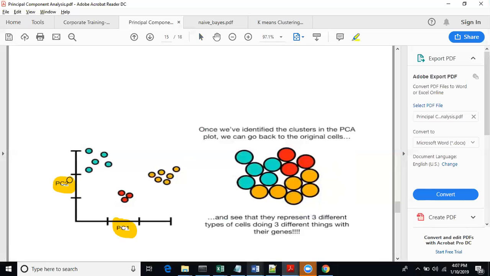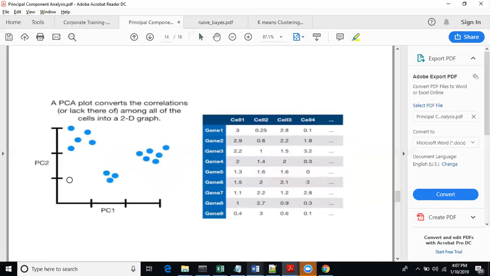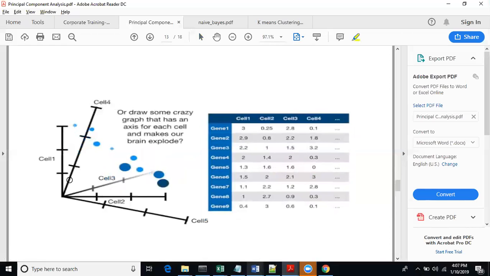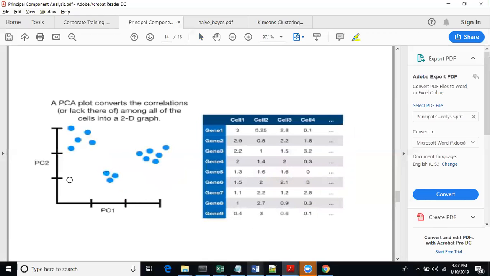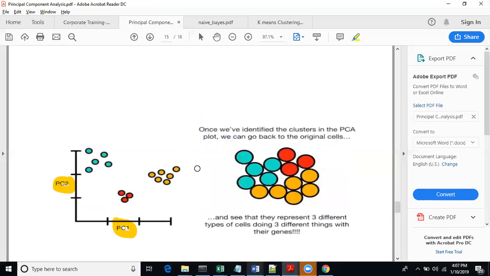Actually, what it means is it contains the information of, let's say, these 4 or 10. Let's say there are 5 cells. So these two components, horizontal and vertical, PCA1 and PCA2, can contain the information of the 5 cells. So that is how it works.